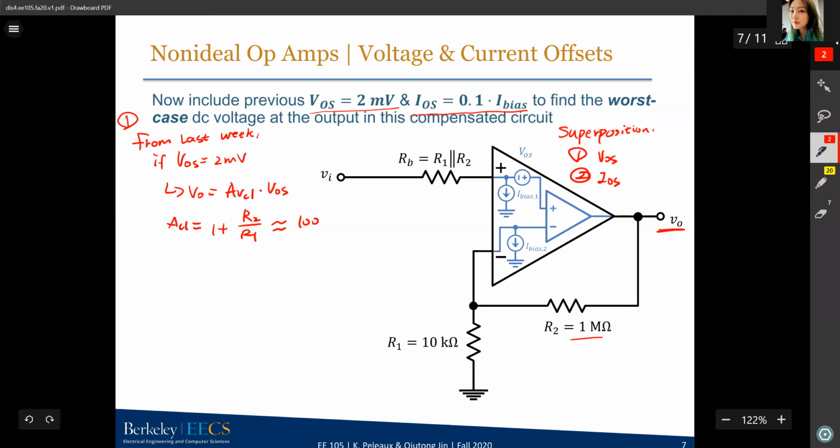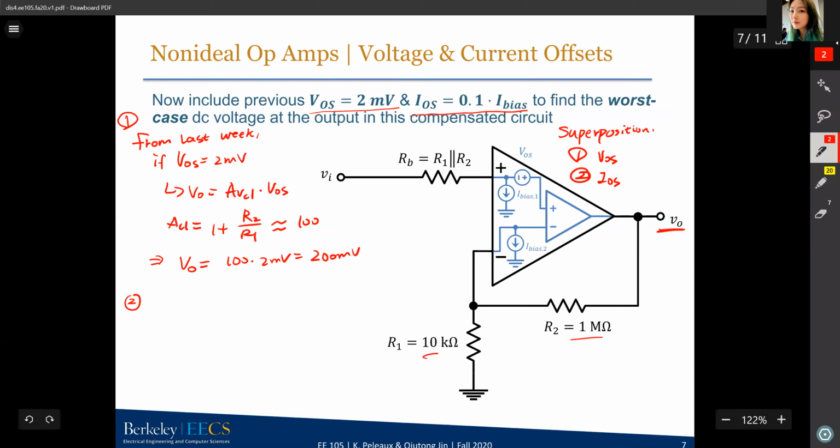So R2 is 1 megaohm, R1 is 10 kilohms. The ratio is like 100. So the offset voltage will give us a Vout of 100 times 2 millivolts, which gives us 200 millivolts. This is what we can get from the offset voltage.